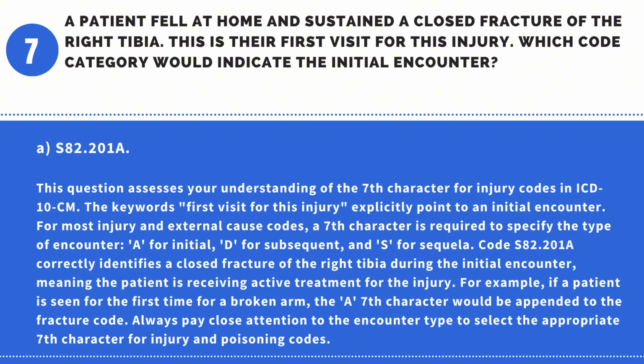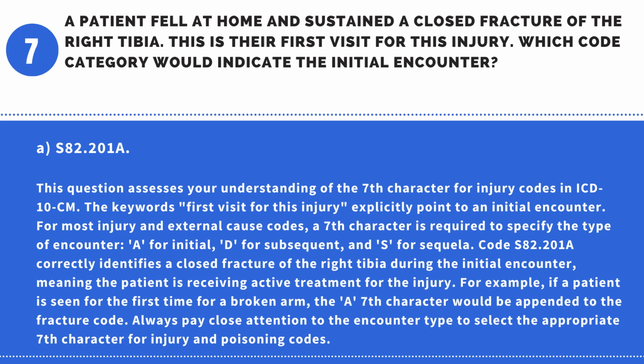Answer A. S82.201A. This question assesses your understanding of the 7th character for injury codes in ICD-10-CM. The keywords "first visit" for this injury explicitly point to an initial encounter. For most injury and external cause codes, a 7th character is required to specify the type of encounter: A for initial, D for subsequent, and S for sequela. Code S82.201A correctly identifies a closed fracture of the right tibia during the initial encounter, meaning the patient is receiving active treatment for the injury.